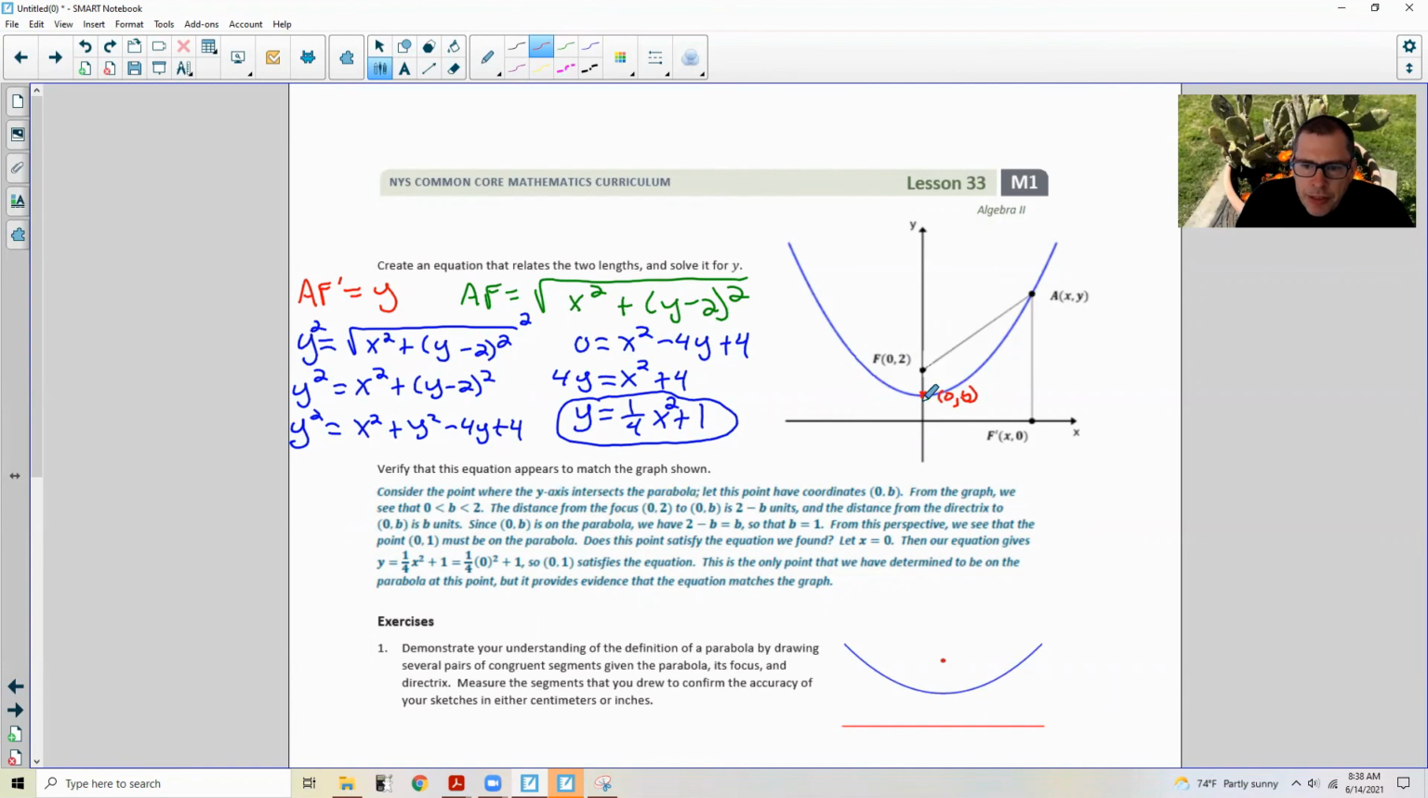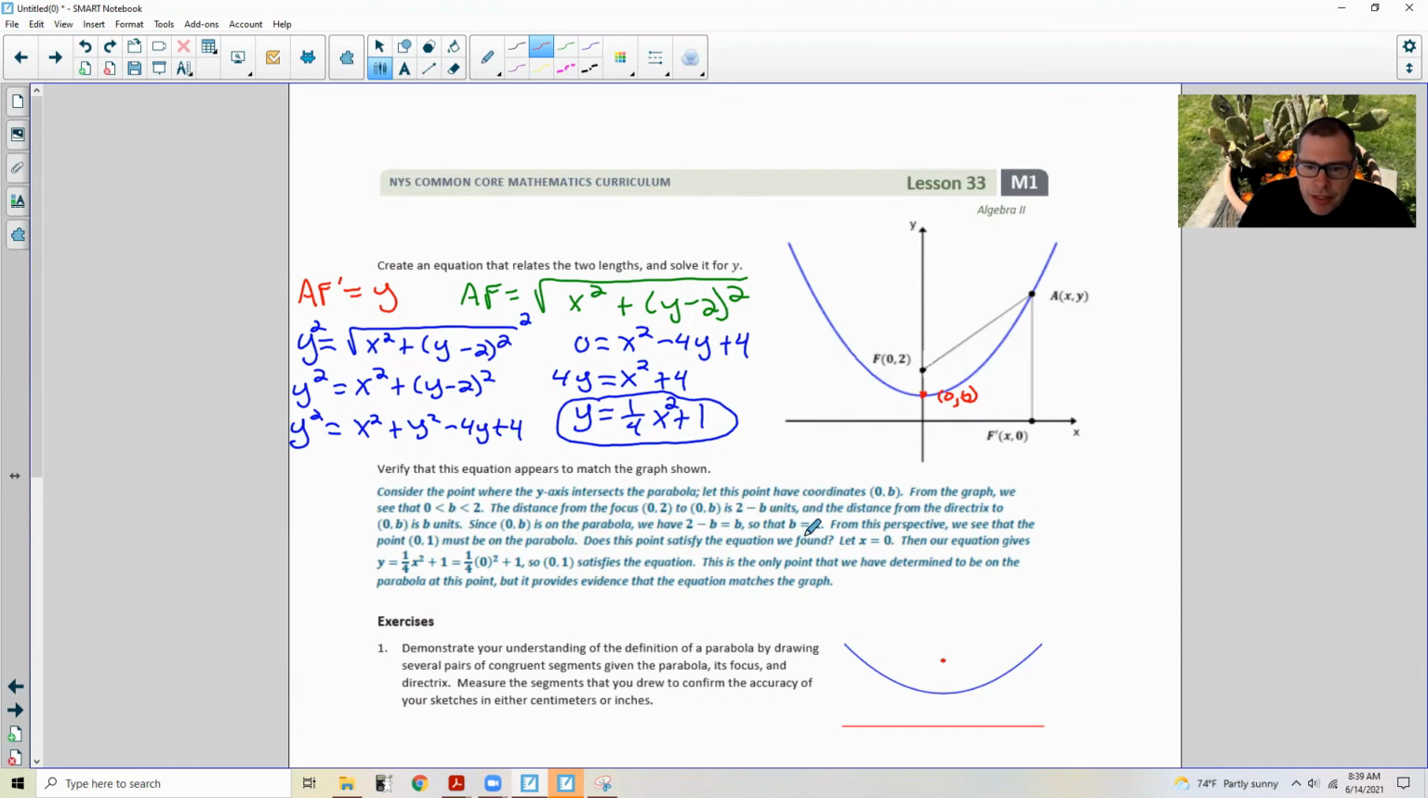So this distance is equal to this distance because of the definition of the parabola, the distance from the focus and the directrix. Since (0, b) is on the parabola, we have 2 minus b equals b. Adding b to both sides, 2b equals 2, so b equals 1. From this perspective, we see that the point (0, 1) must be on the parabola.